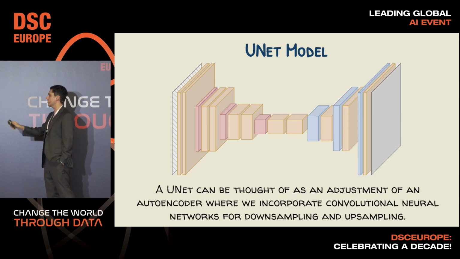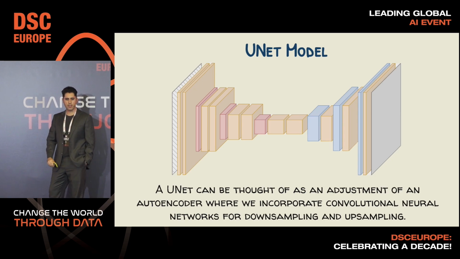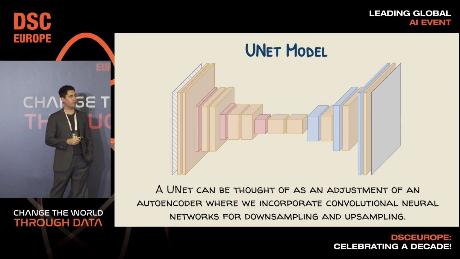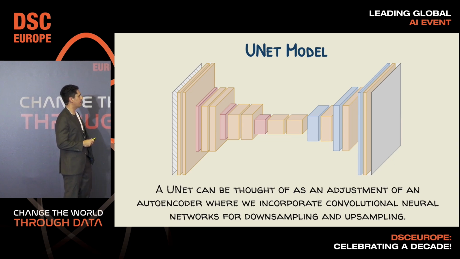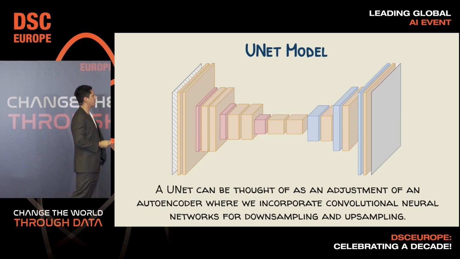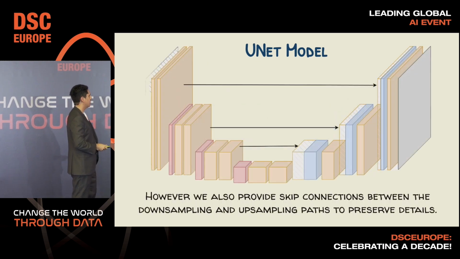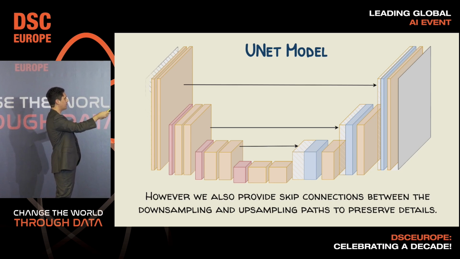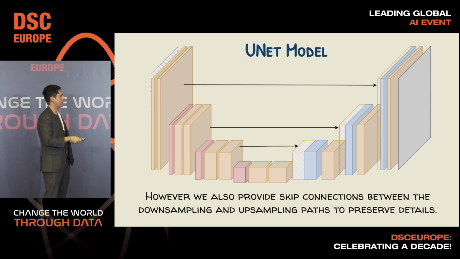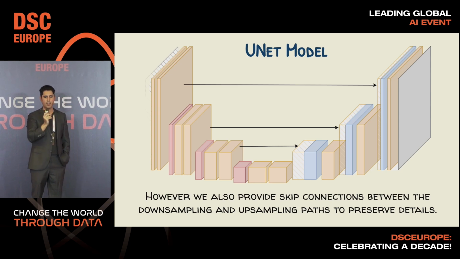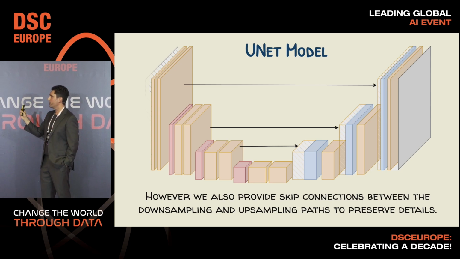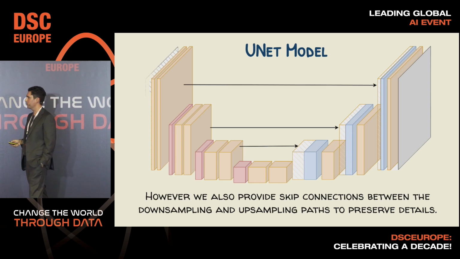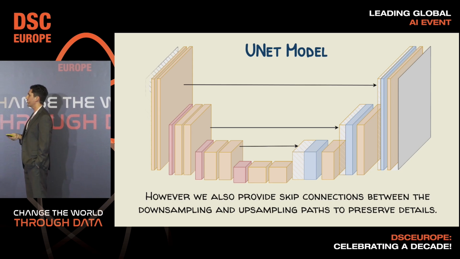And you can think of it as a slight adjustment of the autoencoder we previously discussed, where we incorporate what are known as convolutional neural networks for downsampling and upsampling. And then yet one more trick we do with the UNet model is we provide what are known as skip connections between the downsampling and the upsampling to try to preserve details. And when you're drawing these connections between these layers, the diagrams kind of force you to draw this as a U. All right. So now we have our choice of model.